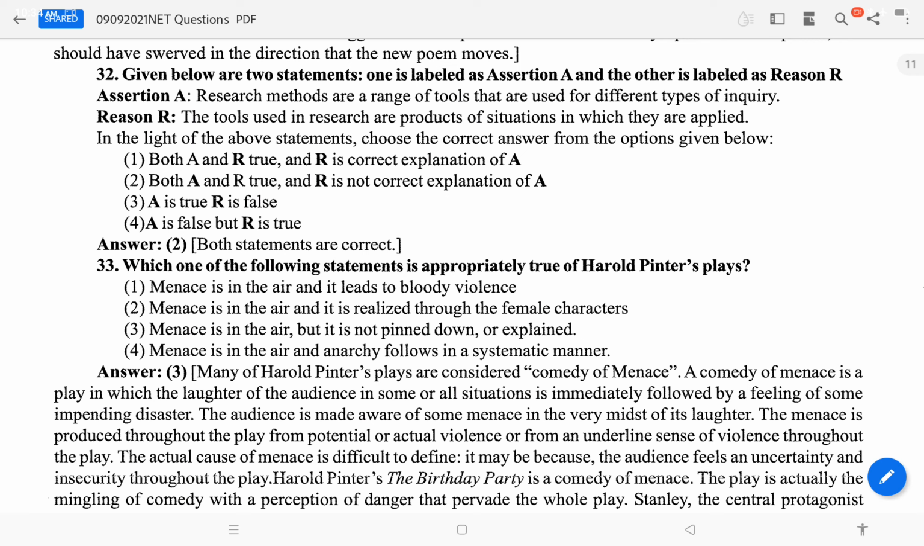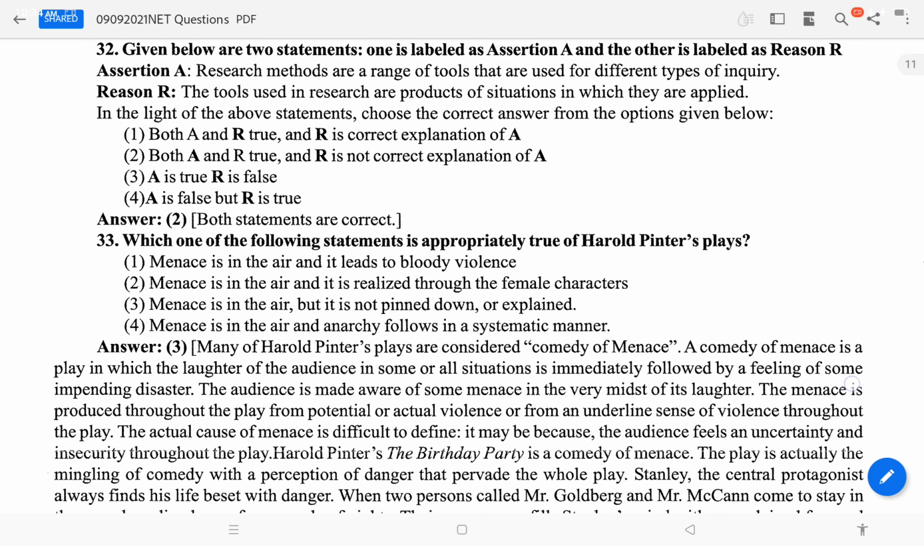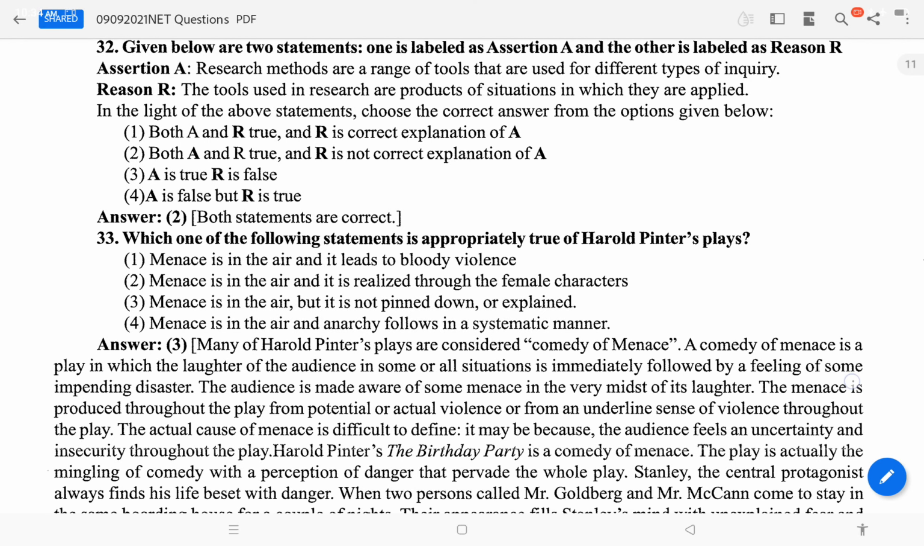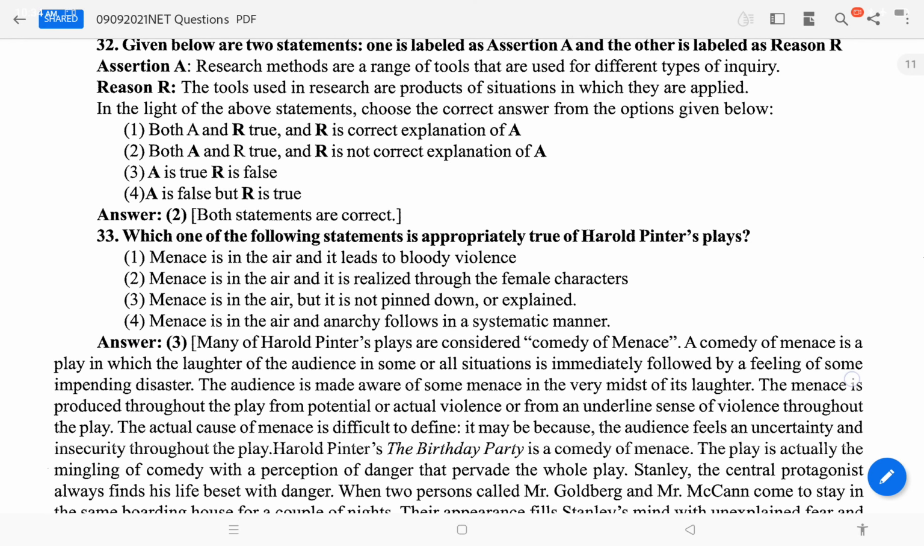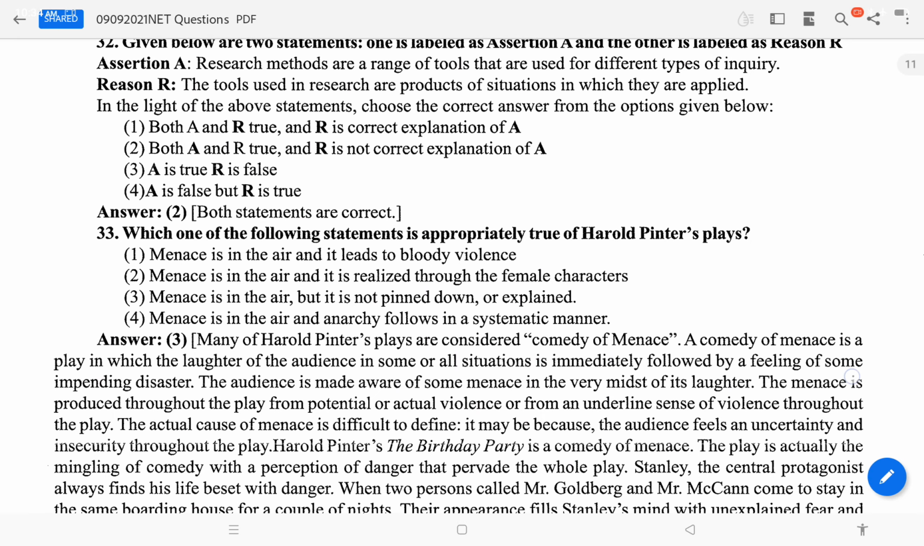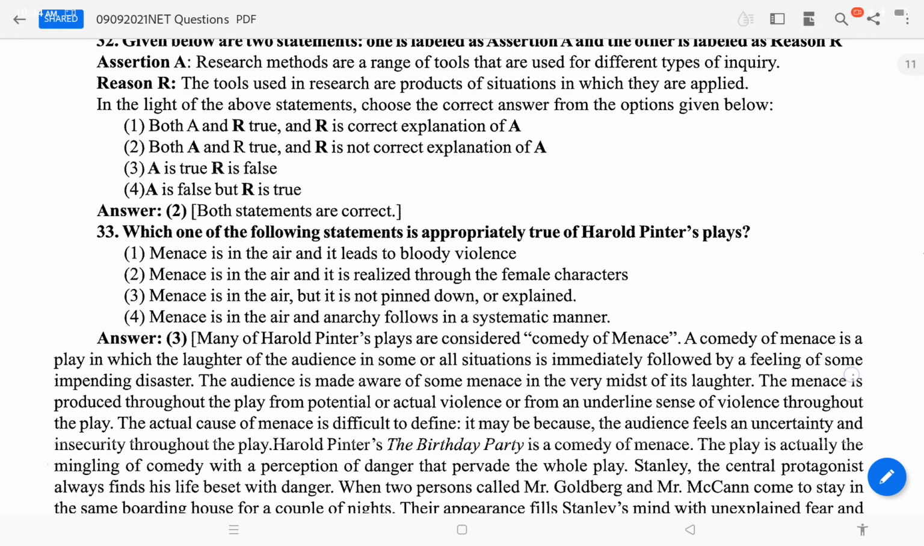Given below are two statements. One is labeled as assertion and another is reason. Research methods are a range of tools that are used for different types of inquiry. The tools used in research are products of the situation in which they are applied. So the answer will be both statements are correct, because research methods are a range of tools that are used for different types of inquiry, right? And the tools used in research are products of the situation in which they are applied. So both statements are correct.